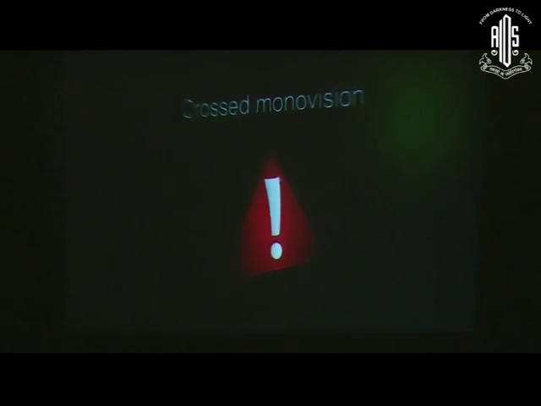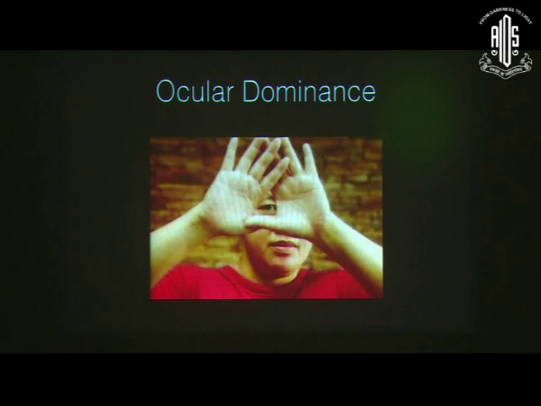So what is dominance and how do you assess dominance? Because this is fundamental to understanding the concept of monovision. Ocular dominance basically means that one eye has a better representation in the visual cortex compared to the other eye. It has nothing to do with handedness. And if you're right-handed, it does not mean that your right eye is dominant.